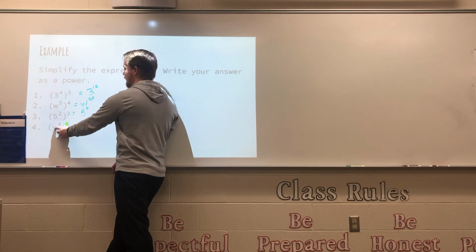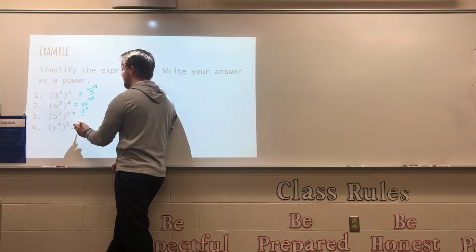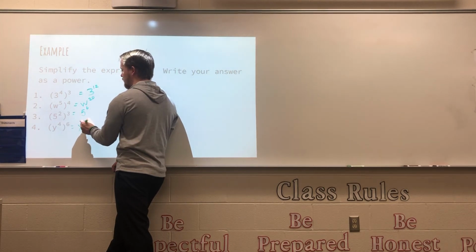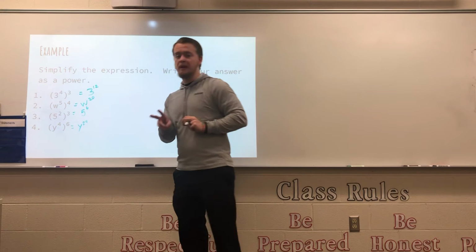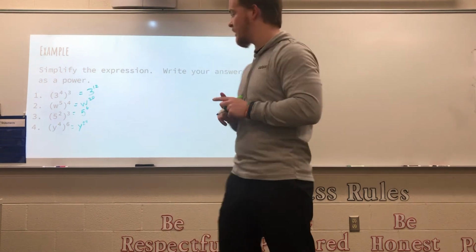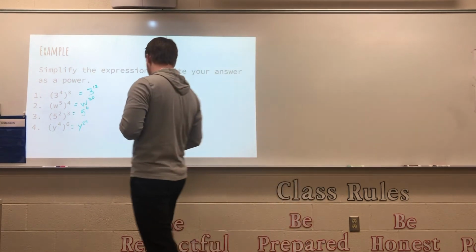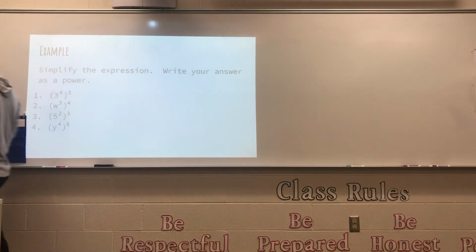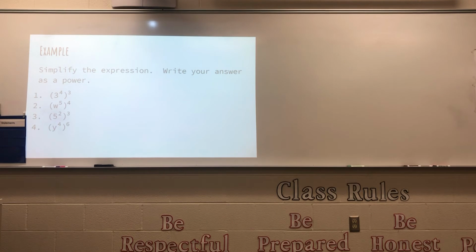And then lastly, we have y to the 4th to the 6th, so we have to multiply 4 and 6 to give us 24. So again, 2 bases, I add the exponents. 1 base, I multiply the exponents. So hopefully you can remember to keep those separated and understand which is which.